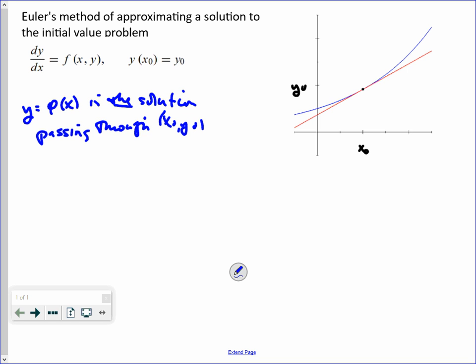So I've got a picture of it here. This is my solution phi there. But of course, we don't know what that is. We know there is a solution; we've got a way of checking that out. We don't know what that is. We'd like to come up with it, but maybe we can't.